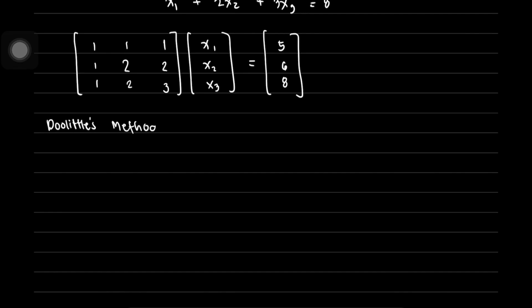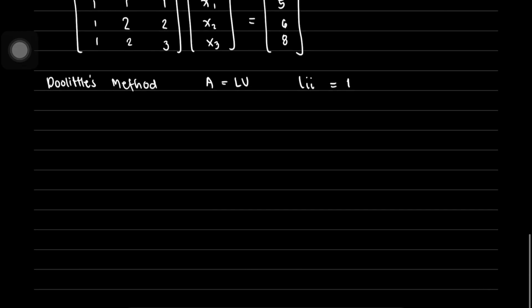We're going to equate A to the lower triangular matrix times the upper triangular matrix. We're going to decompose A into its lower triangular matrix and upper triangular matrix, wherein the diagonal elements of the lower triangular matrix are equal to 1. So if we're going to do that, we write A: we have 1, 1, 1, we have 1, 2, 2, and then we have 1, 2, and 3.